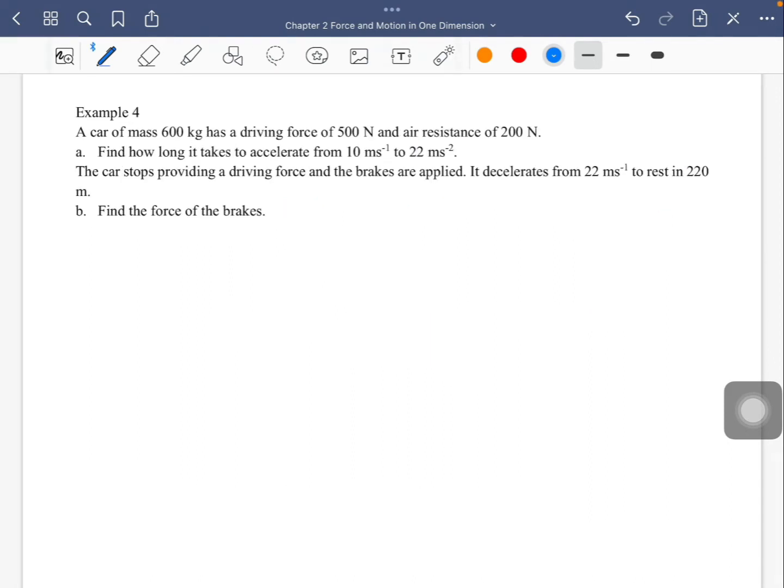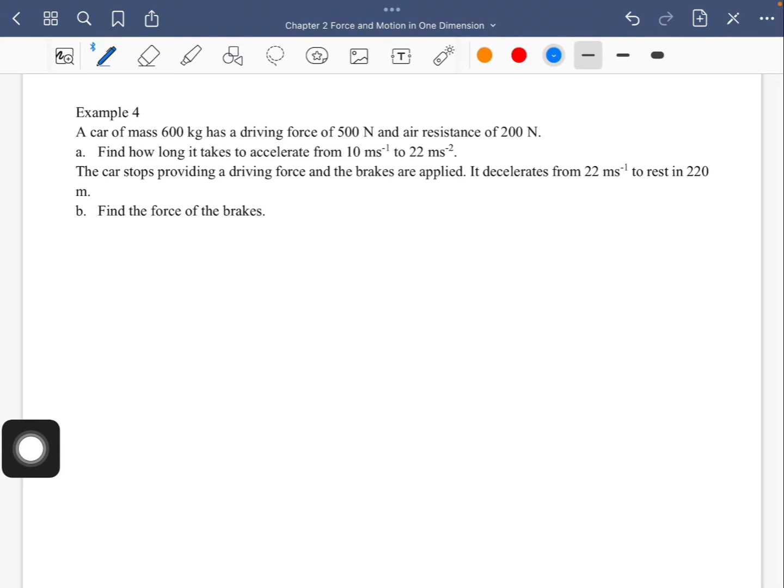Alright, next, example 4 here. Let's see the question. A car of mass 600 kilogram has a driving force of 500 Newton and air resistance of 200 Newton. Okay, so let's illustrate the problem first.